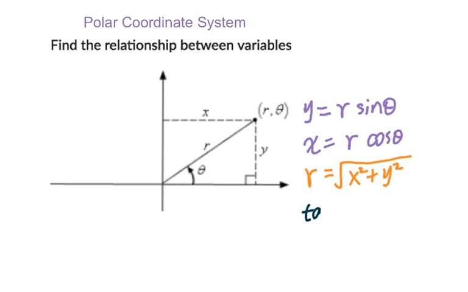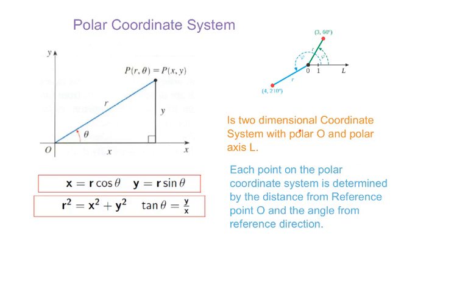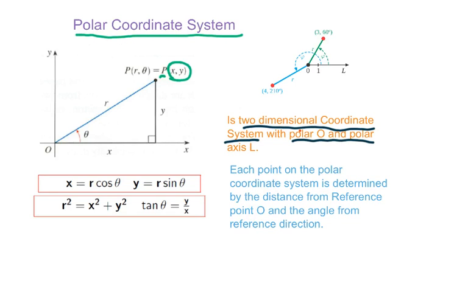And tangent theta equals y over x. We already learned the Cartesian coordinate system, in which each point is decided by x and y. Now we want to introduce another coordinate system called the polar coordinate system. The polar coordinate system is a two-dimensional coordinate system with the pole O and the polar axis L.